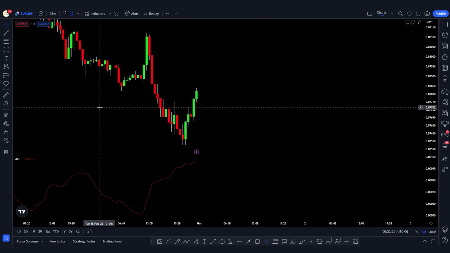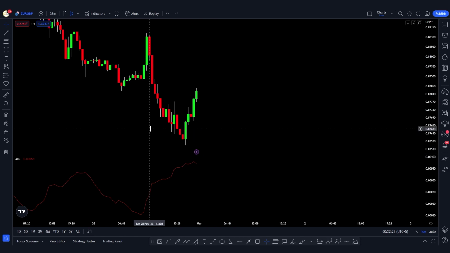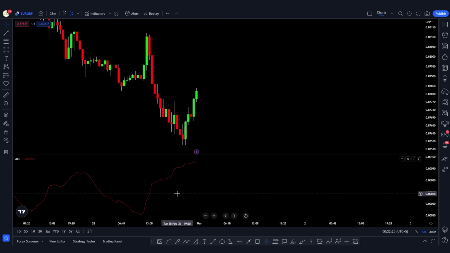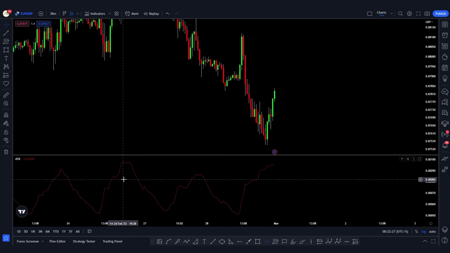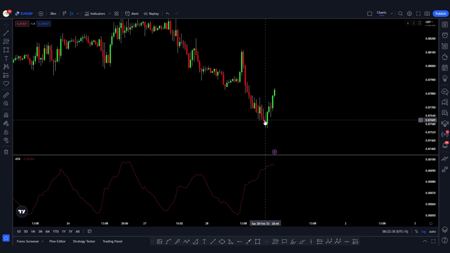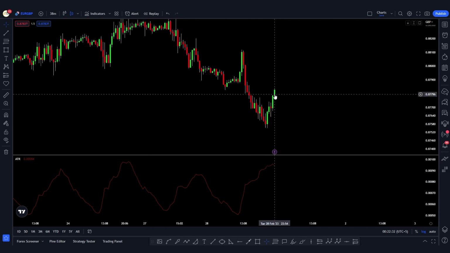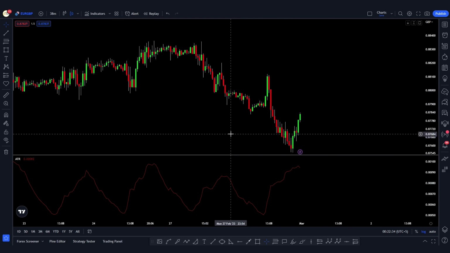But how do we decide, or how do we know that the market is going to move impulsively in the bullish or bearish direction? And that's where the ATR indicator comes in. So we can use the ATR indicator to predict if there is going to be an impulsive move in the market.